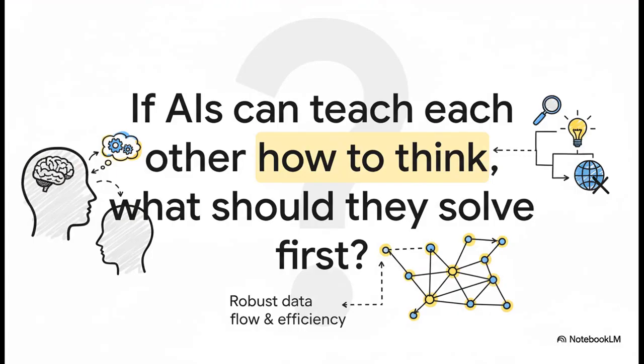What this research really does is open the door to a future where AI models don't just learn on their own, but can actually teach and mentor one another, passing down not just information, but real wisdom. And that leaves us with one final big question to chew on. If AIs can truly teach each other how to think, what's the very first problem we should ask them to solve together?